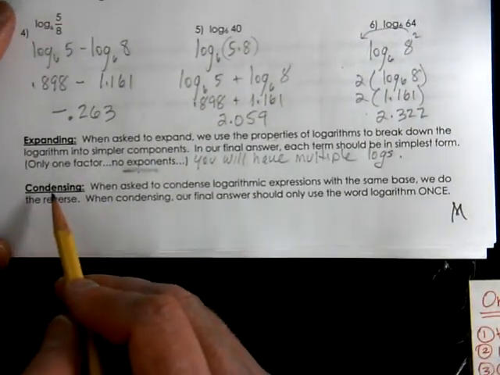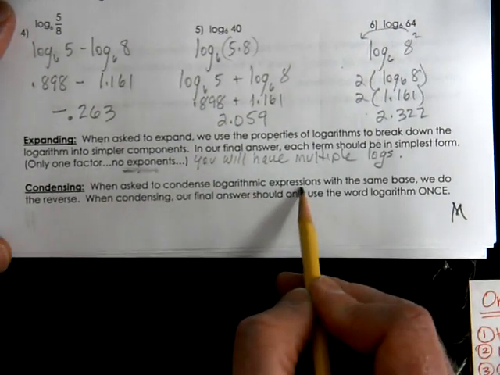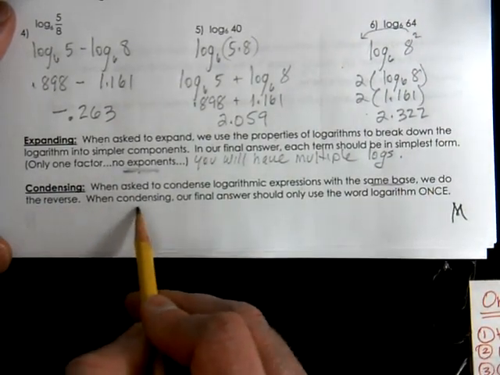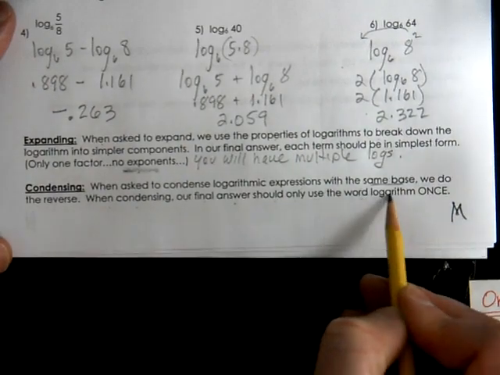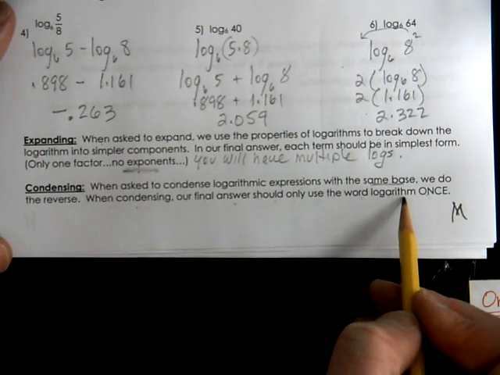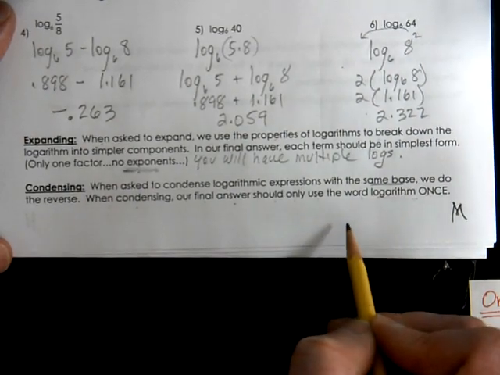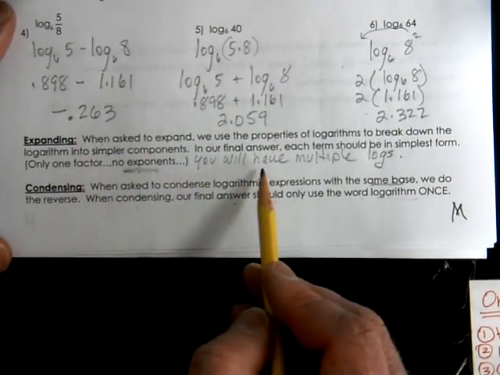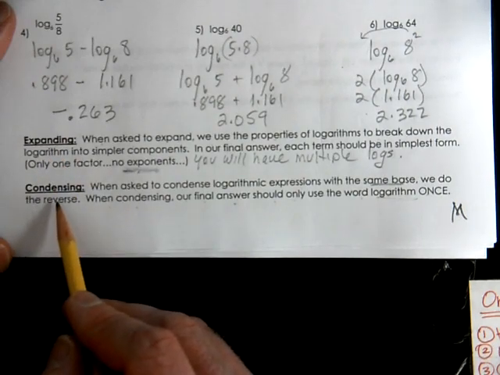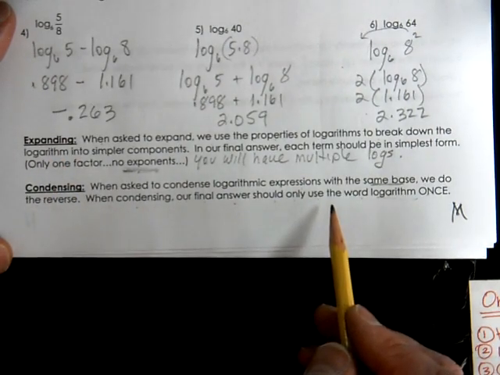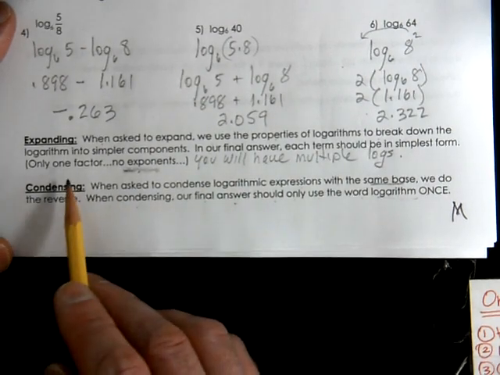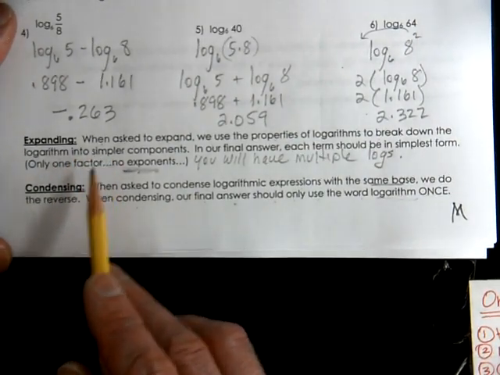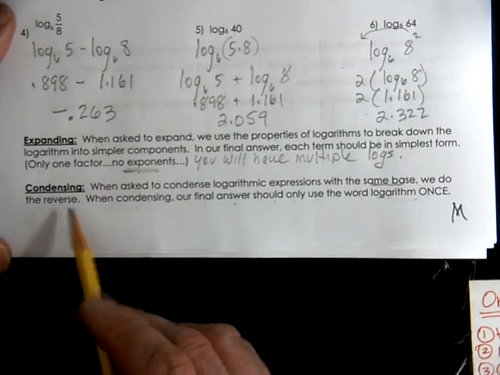There's another term called condensing. When asked to condense an expression with the same base, you must have the same base, we do the reverse. When condensing, our final answer should only use the logarithm once. You go from multiple logarithms to one logarithm. If you go from one logarithm to multiple, that's expanding, and condensing is when you bring it down into one. So expanding is kind of like factoring, breaking it apart into multiple parts. And condensing is kind of like multiplying, and you condense it together.